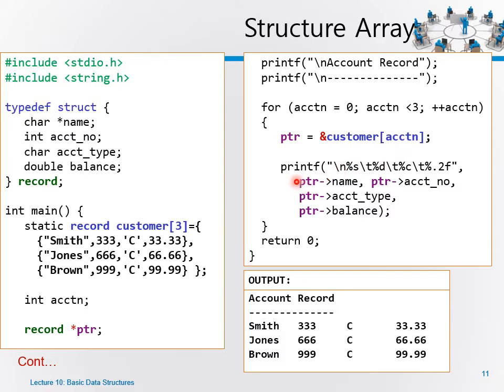Because you are using a pointer, remember you can use the arrow sign: pointer point to the name, account number, account type, and the balance. And it will show this data. You have account record, and then it will keep looping, showing all the recorded static data which was specified in the program. This is the structure array.